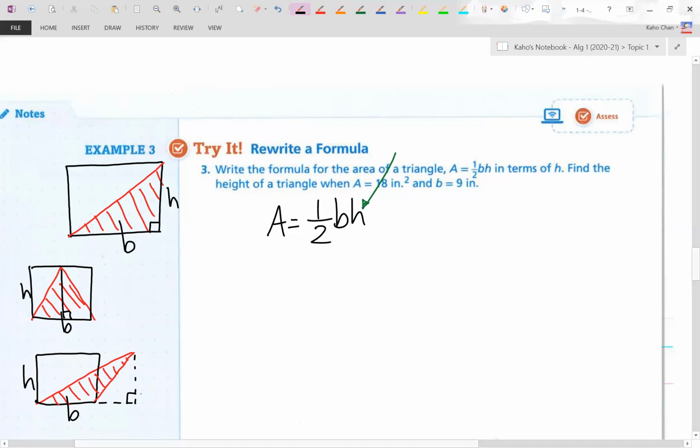All right, back to the original problem. We're trying to find the height. The strategy is to rearrange the variables in this literal equation. We're going to rearrange the furniture, so to speak, and move everything away from the h.